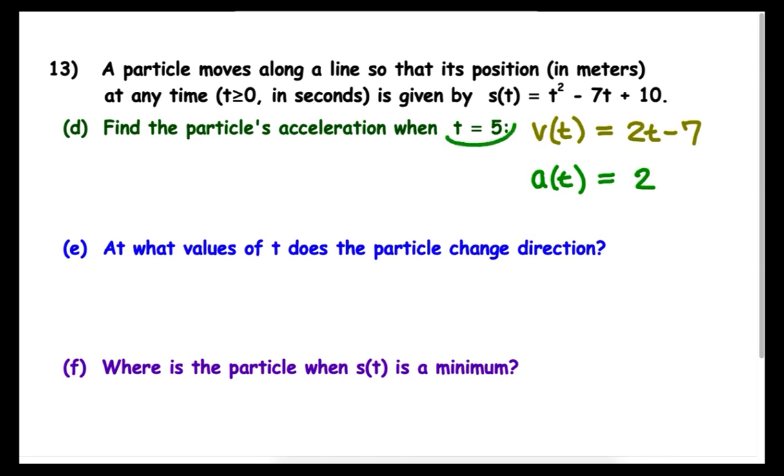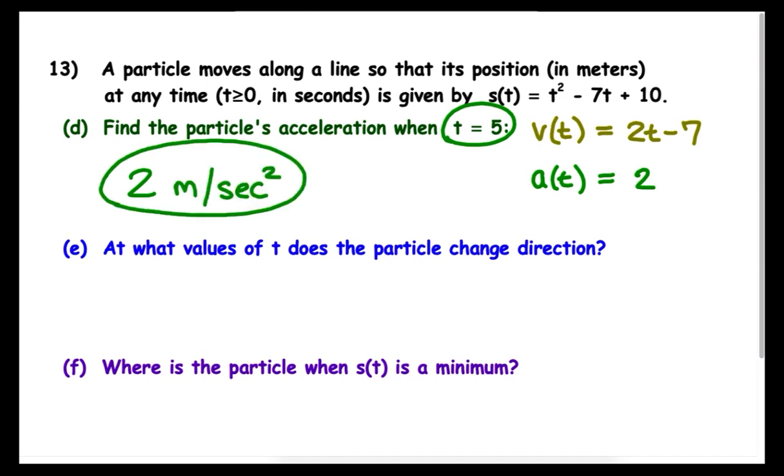Now we have to plug the 5 in for the t. Oh, there aren't any t's. Well, that's because the acceleration's constant. It's always 2 no matter what the time is. So the acceleration at time equals 5, or any time, is going to be 2, but it's meters per second squared.